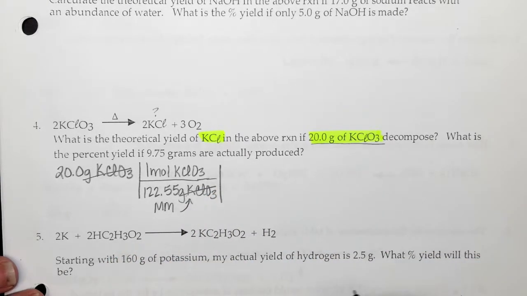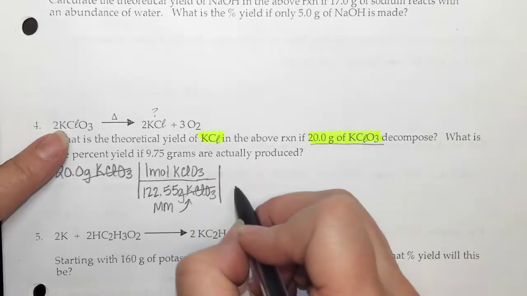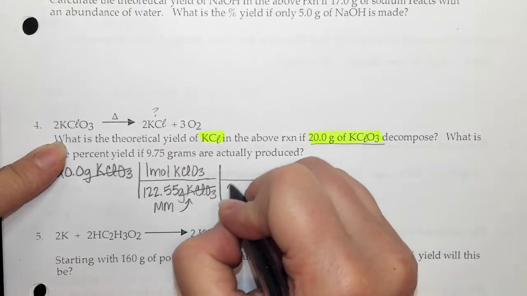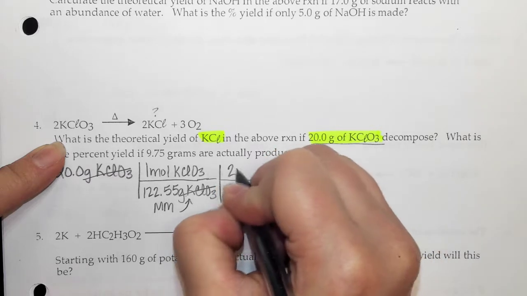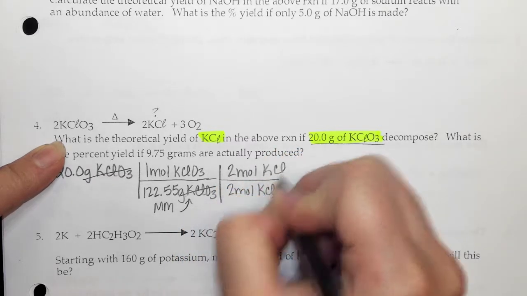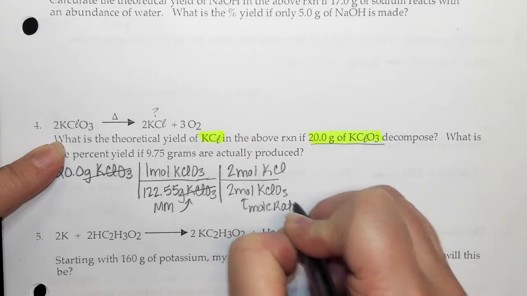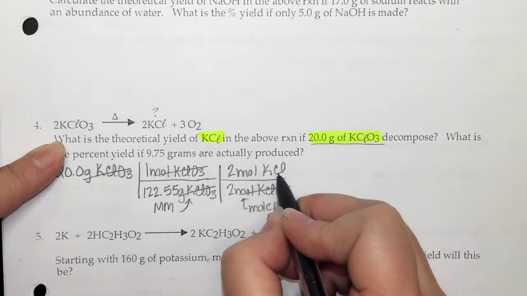Now I want to convert from KClO3 into KCl. Michaela, how am I going to convert from KClO3 into KCl? Where will I look? The mole ratio, perfect. And what is the mole ratio? 2 to 2. 2 moles of KClO3 makes 2 moles of KCl. And this is the mole ratio. Moles of KClO3 cancels. I'm now in moles of KCl.